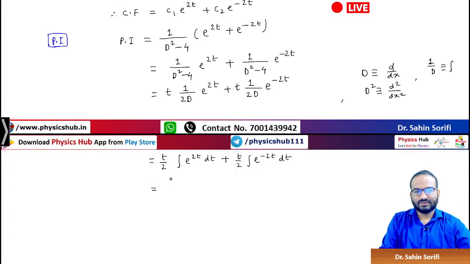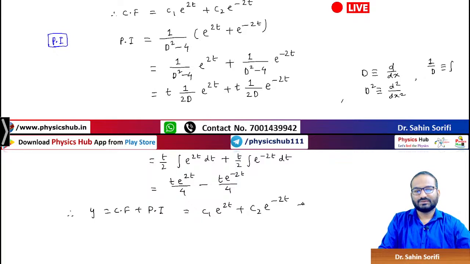So this becomes t e to the power 2t divided by 4 and minus t e to the power minus 2t by 4, and hence the general solution becomes the sum of the complementary function plus the particular integral. So c1 e to the power 2t plus c2 e to the power minus 2t plus t by 4 times e to the power 2t minus e to the power minus 2t.